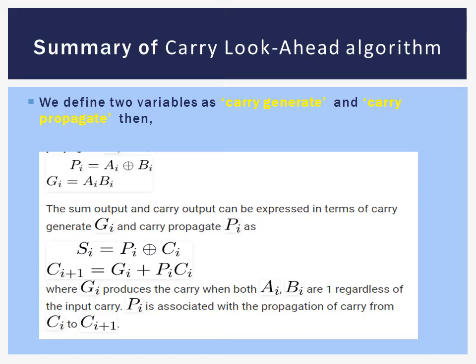So let us again look at the summary of these two variables, that is carry generate and carry propagate. So this is the propagate term, this is the generate term, so this is the summation term, and this is the carry term. Ci plus 1 is equal to Gi plus Pi Ci. So our aim is to calculate the Ci plus 1 through Gi and Pi.